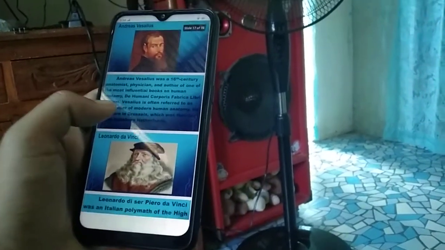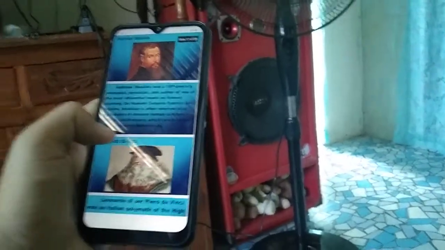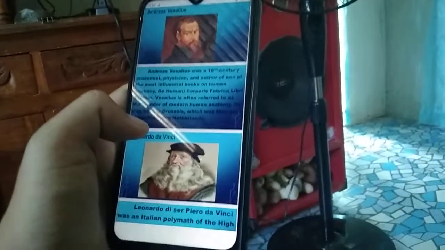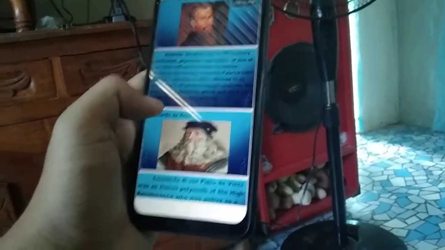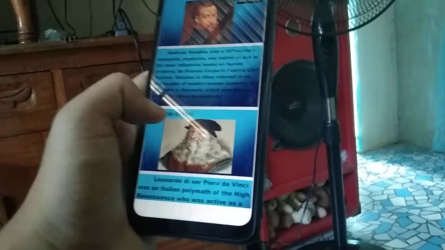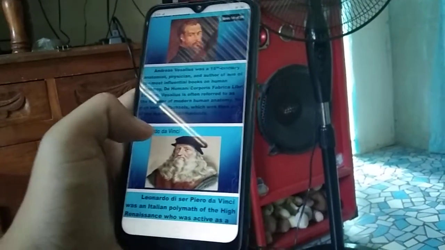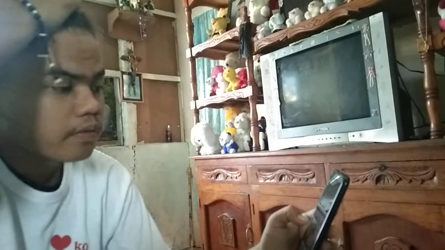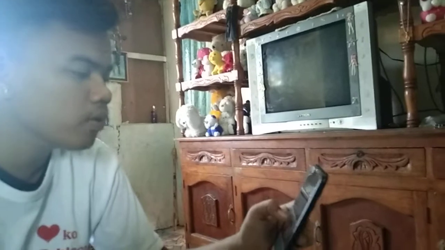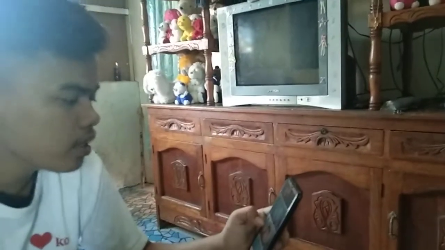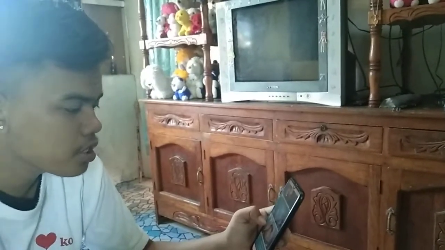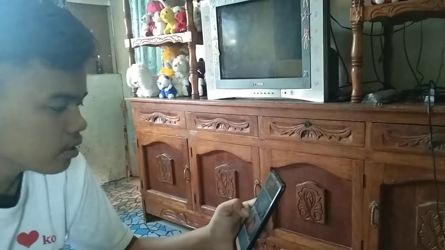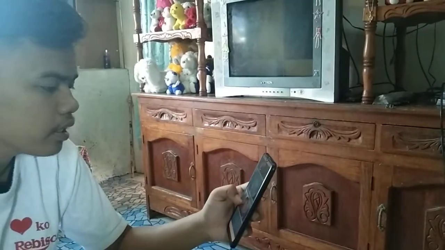Andreas Vesalius was a 16th century anatomist, physician, and author of one of the most influential books on human anatomy, the De Humani Corporis Fabrica Libri Septem. Vesalius is often referred to as the founder of modern human anatomy. He was born in Brussels, which was part of the Habsburg Netherlands.